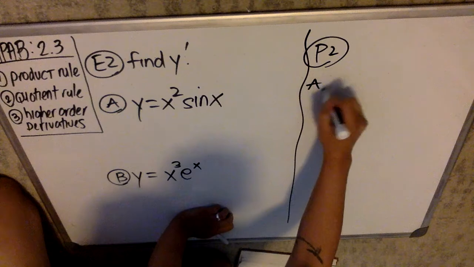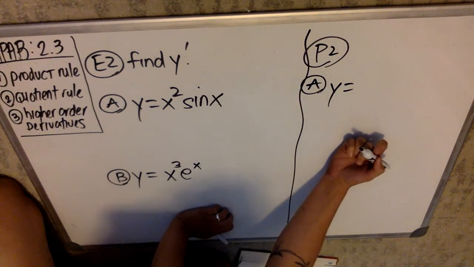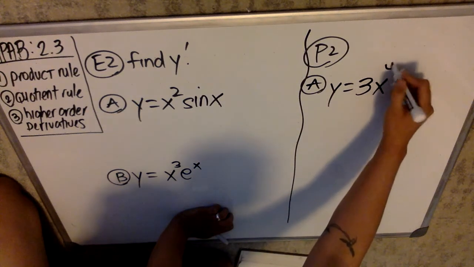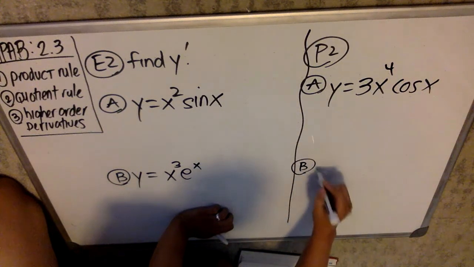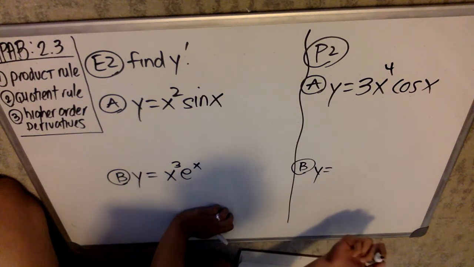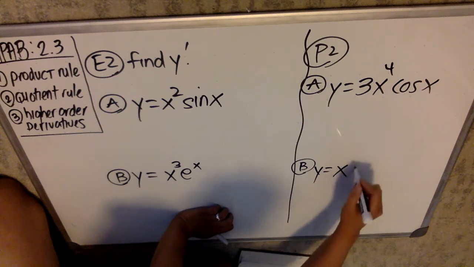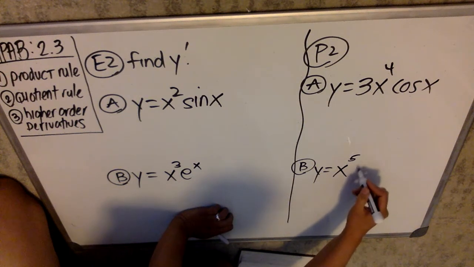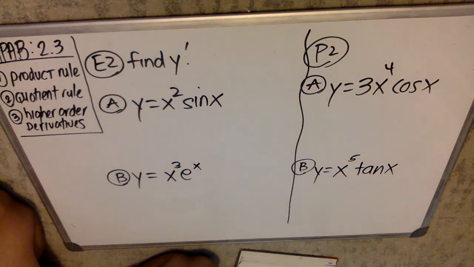Like E2, for A, we're going to do y equals 3x to the 4th cosine of x. And for B, let's do x to the 5th times, let's do a tangent. Sure, okay, cool. So, we're going to go ahead and walk through these 4 product rule problems.